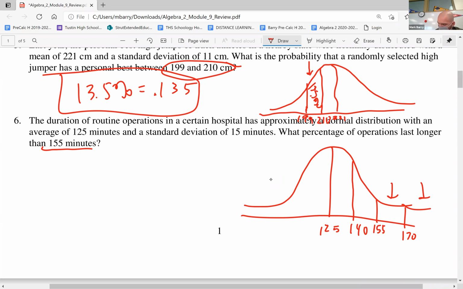All right, so I would just look at my notes and get the percentages on those two spaces. So this one is 2.35%. This one is 0.15%. So 2.35 plus 0.15 gives me a total of 2.5%.